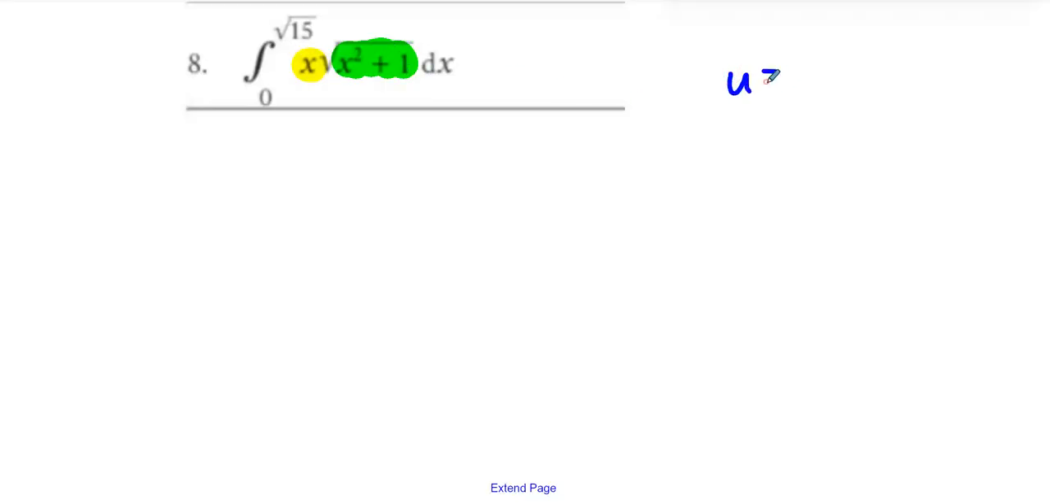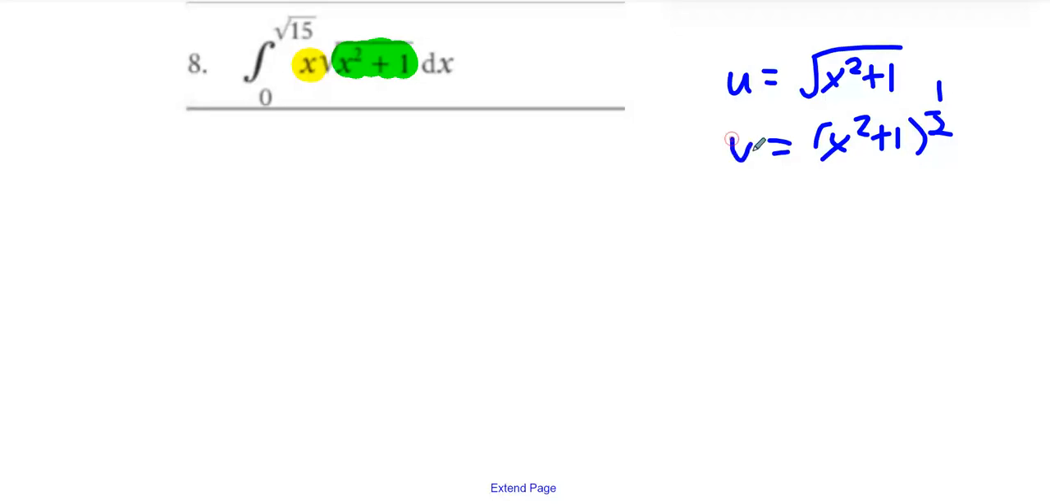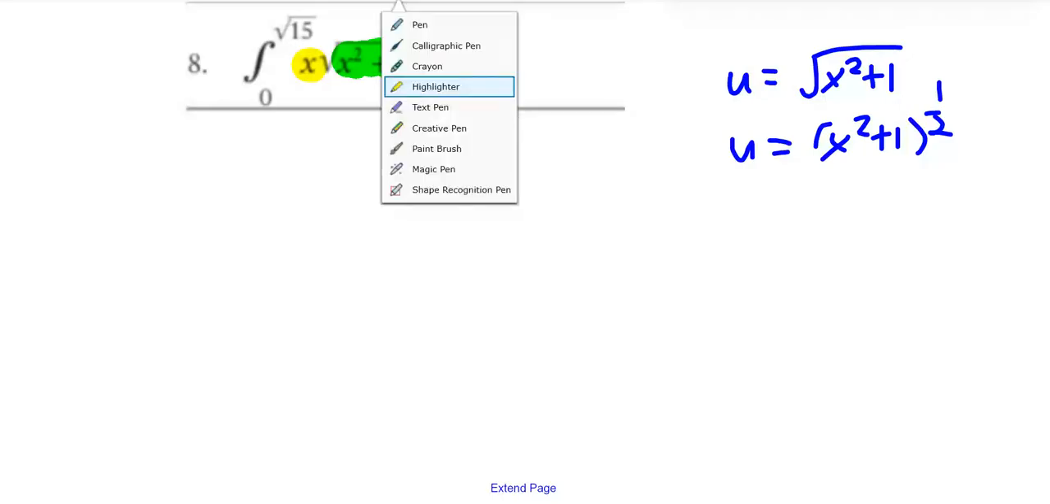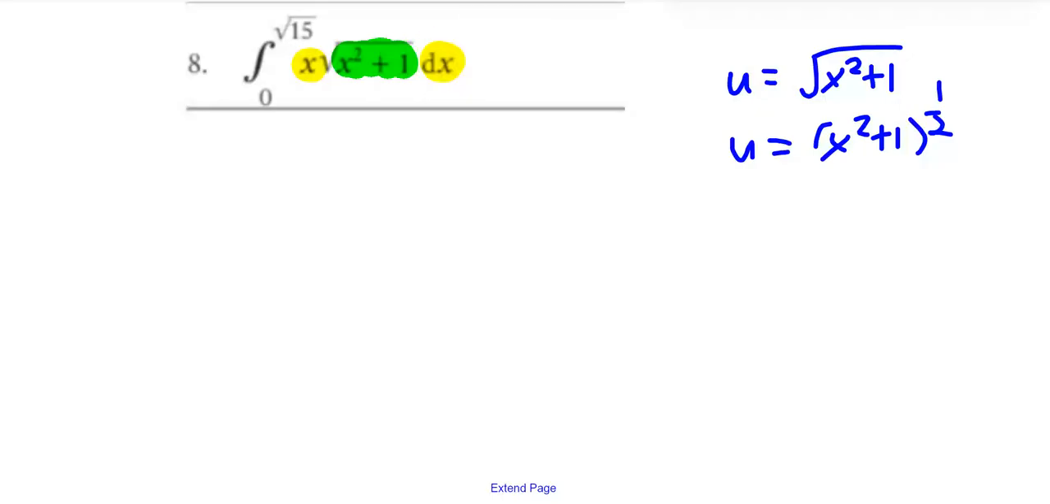So you have a choice. You can make u equal to root x squared plus 1, or technically speaking, x squared plus 1 to the power of a half. Is this a good idea? It won't be, because when you differentiate it, you're going to enter a chain rule scenario, and what you're looking for is x dx to get rid of it. So what might we do instead of including the square root sign?